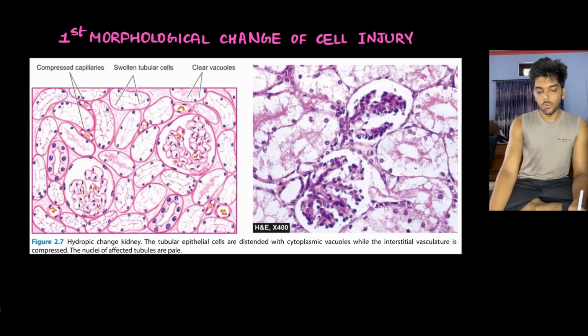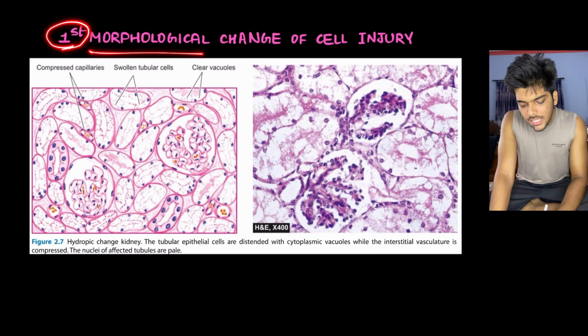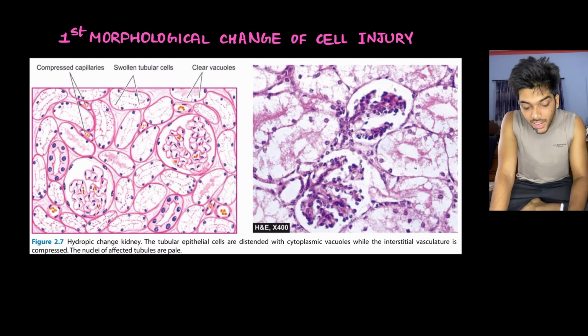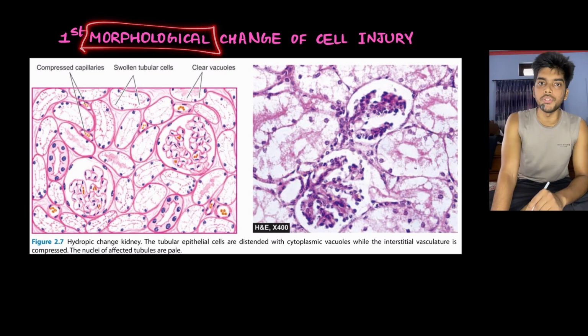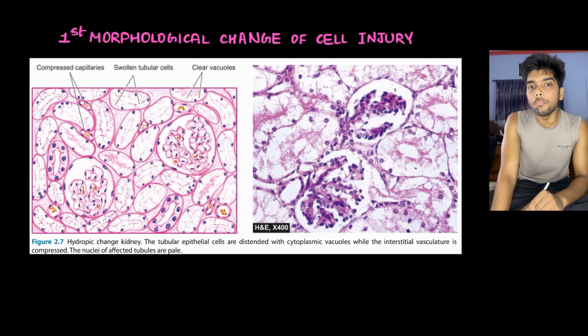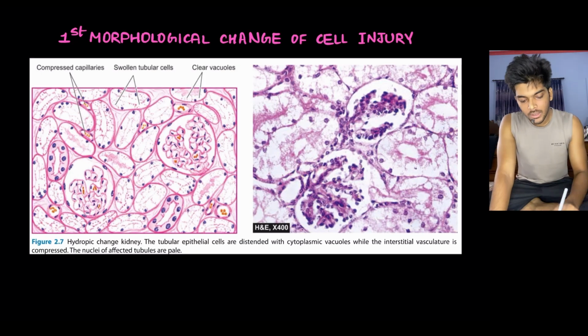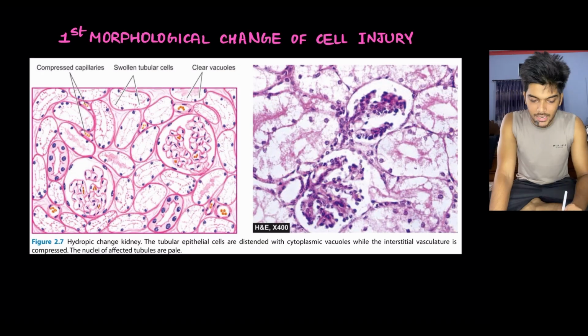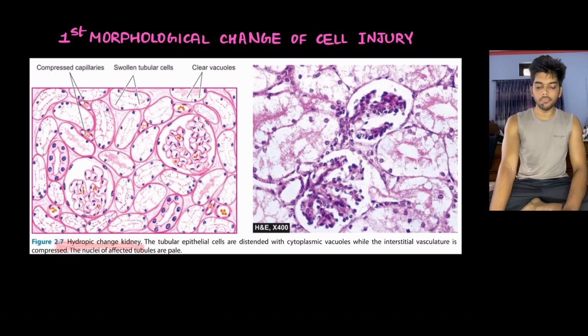Okay. What is the very first morphological change of cell injury? I repeat, the very first change of cell injury is mitochondrial dysfunction. But the very first morphological change of cell injury is hydropic change or cellular swelling. See, this is the parenchyma of the kidney where reversible cell injury has taken place. You can see that within the tubules of the kidney, there are cells, and these cells have swollen up due to the accumulation of water in them, referred to as hydropic change.